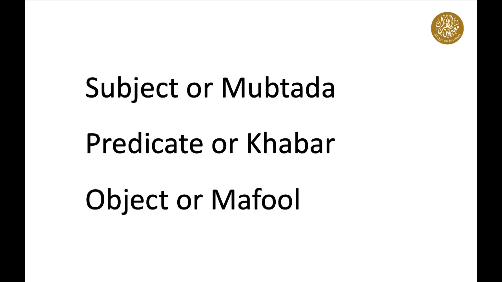In this lesson, we shall attempt to get you familiar with a few terminologies and how they work. These terminologies are subject or mubtada, predicate or khabar, object or mafool. We have used these terminologies in nominal sentence and explained them using examples in English only, so that you get used to with the terms. Nominal sentence, a sentence that starts with a noun or an ism. Let's look at nominal sentence in Arabic and English.